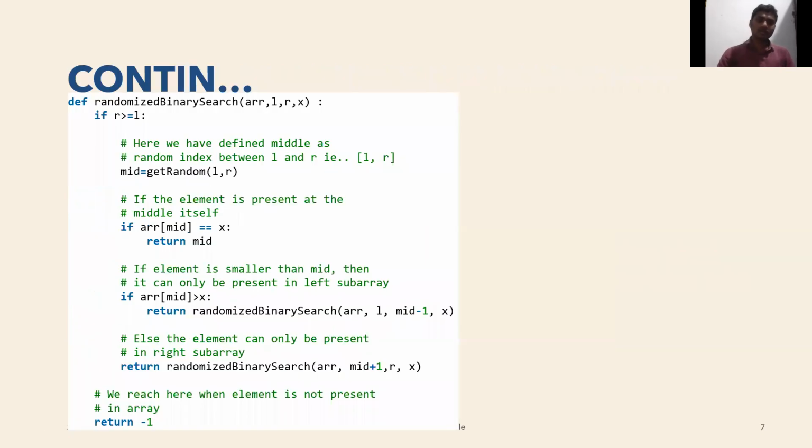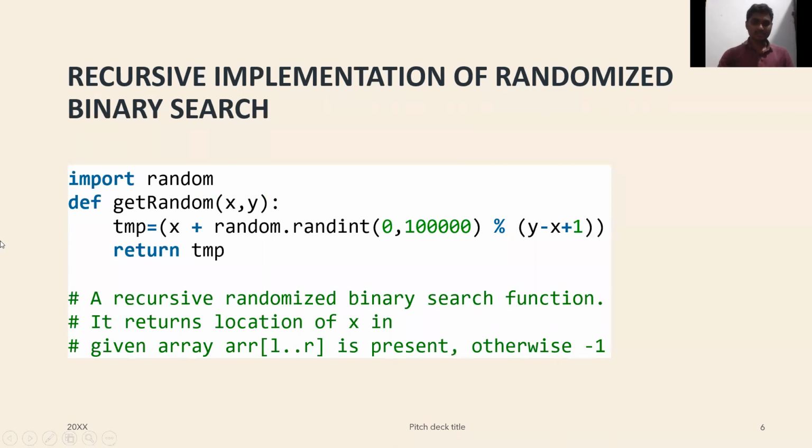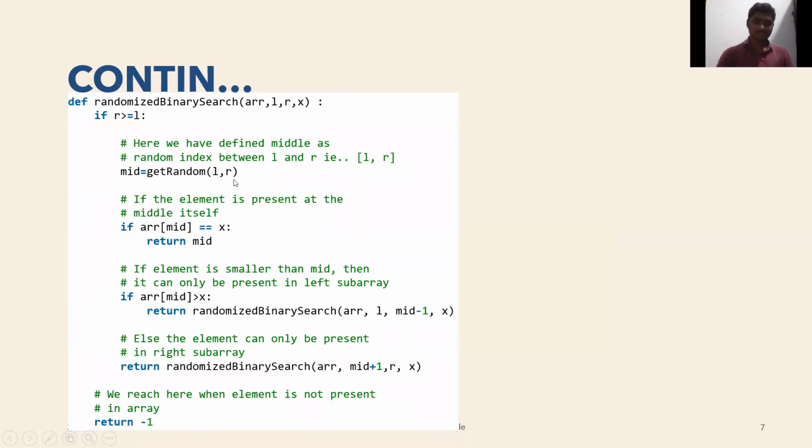Next, I have written one more function, the randomized binary search technique, which takes the arguments array, length of array r, and x. If r is greater than or equal to l, then we call the get random function that we previously declared here. See, here we have declared the get random function. We will be calling it in this next function.